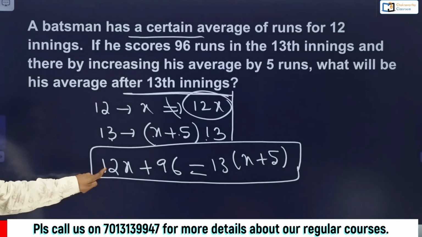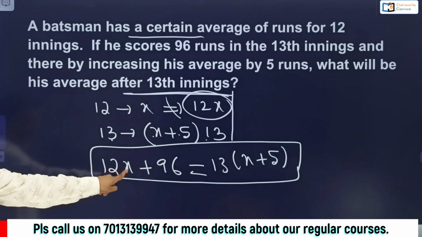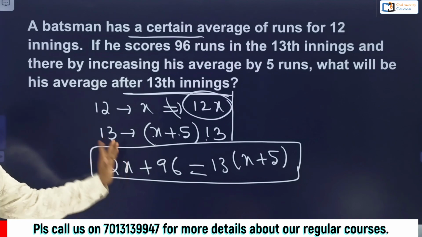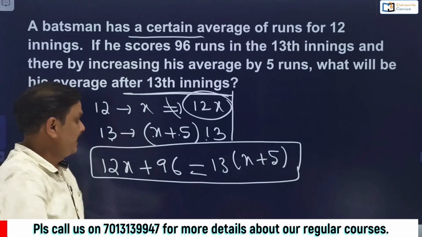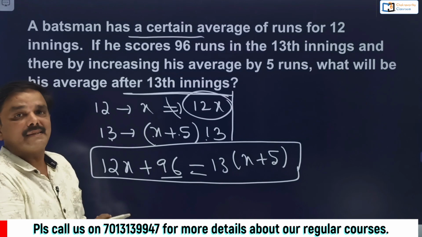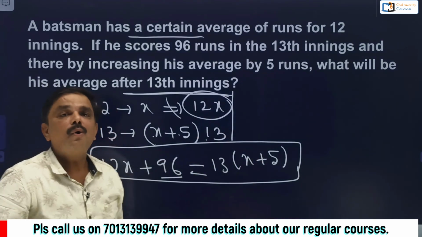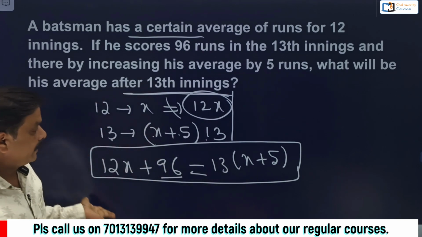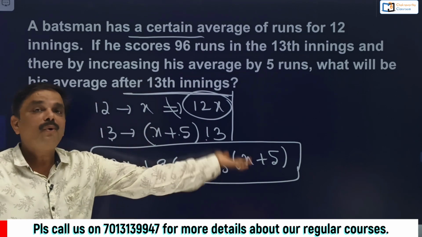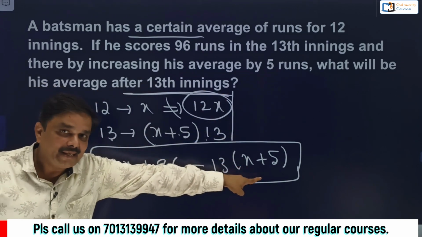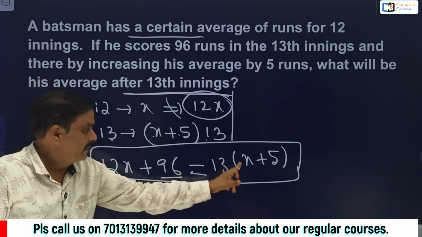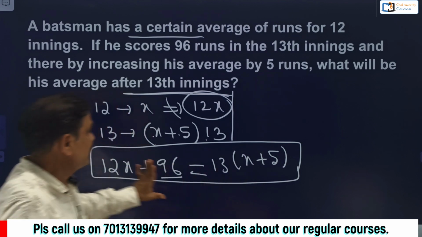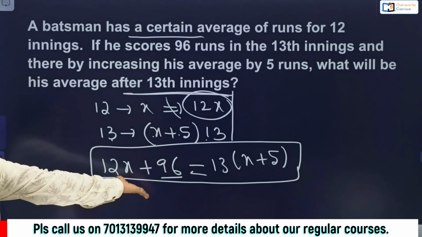So 12 innings total runs are 12 into x, because I have taken the average as x. So 12x plus, in the 13th innings he made 96 runs. That must be equal to total runs in 13 innings. How to find out total runs in 13 innings? 13 into the average of 13 innings. The average of 13 innings is x plus 5. If you find out the value of x with this equation, simply you can find out.